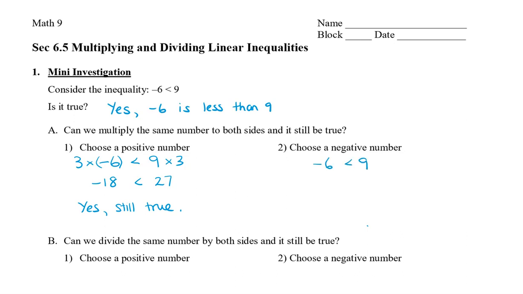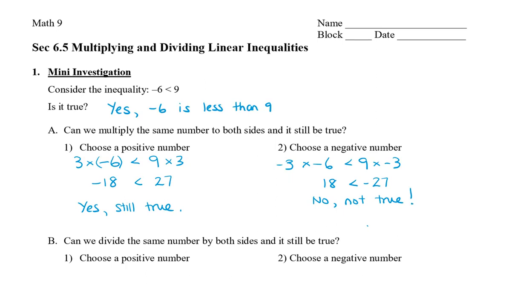All right, so let's do this again. -6 is less than 9, but this time we're going to multiply both sides by a negative number. So we're going to times both sides by -3. So now I have -3 times -6 is 18 is less than -27. So now this time, this is not true. So finally something interesting. So no, 18 is not less than -27.